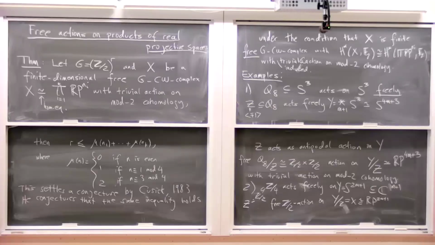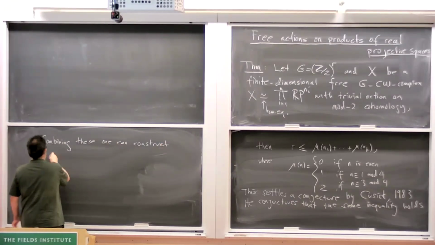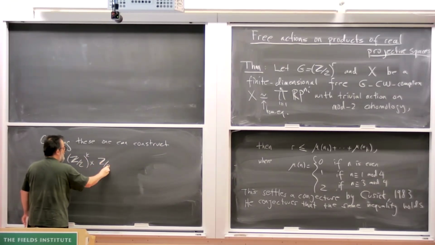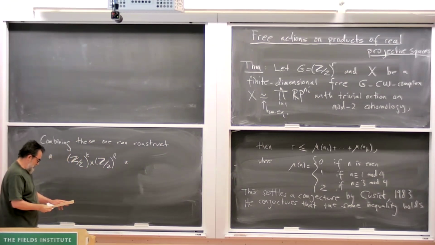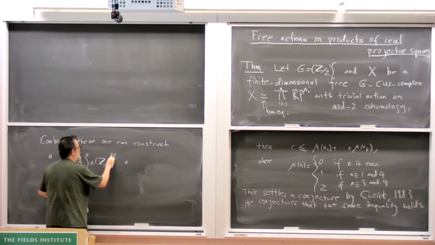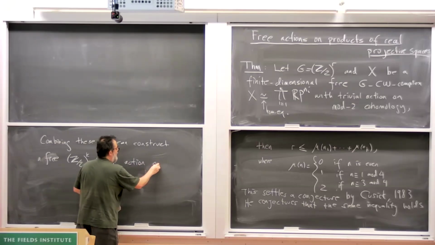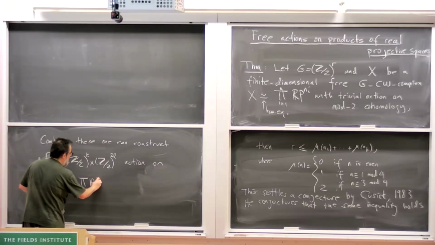So combining these actions, one can construct some C2 to the K cross C2 to the L. One of them is 2. Which one I choose? 2. Free action on product of RP and i.